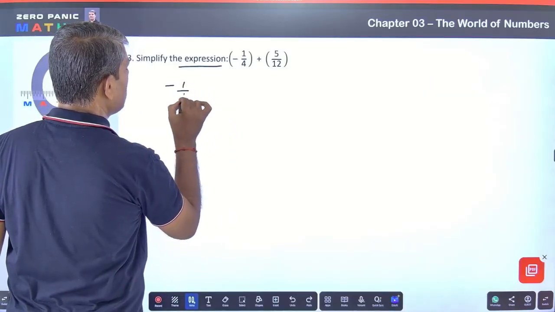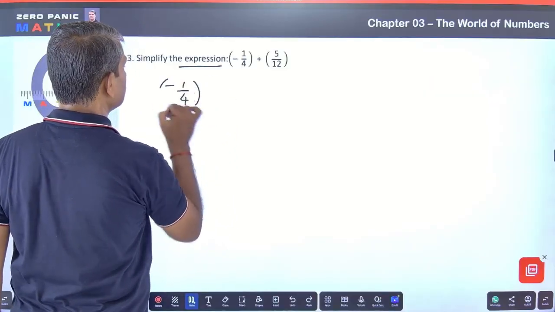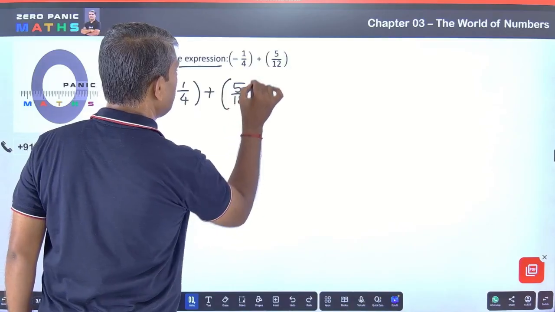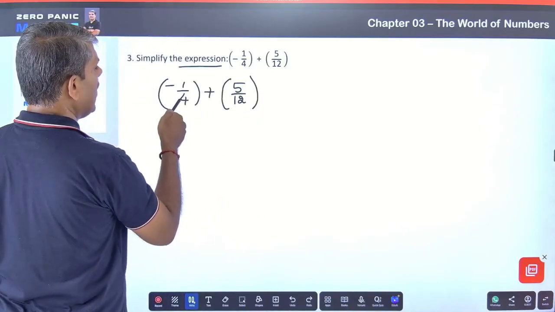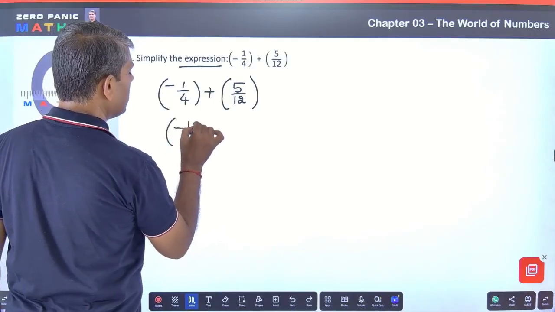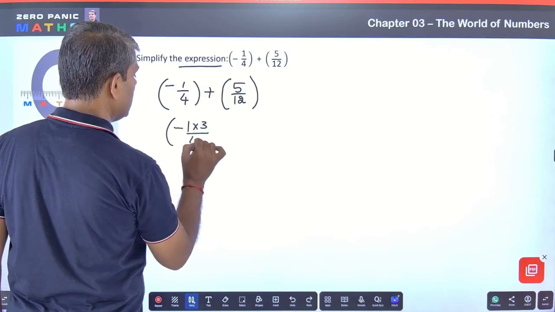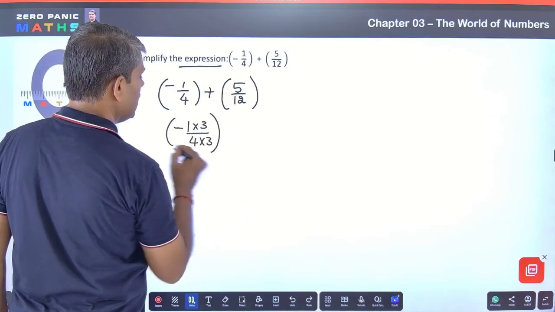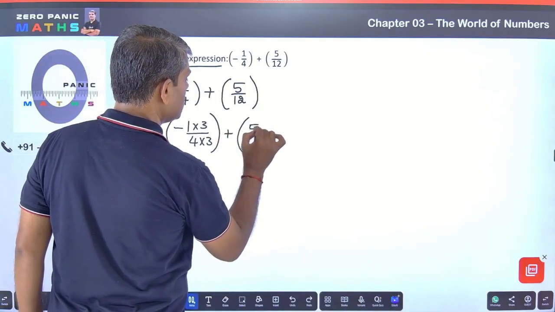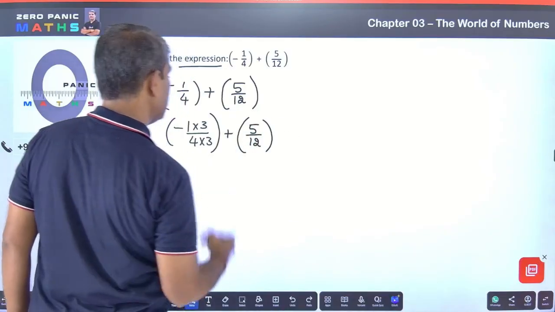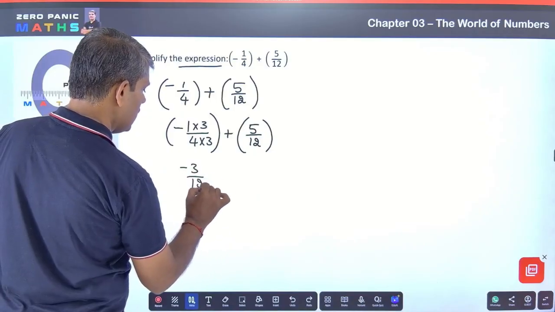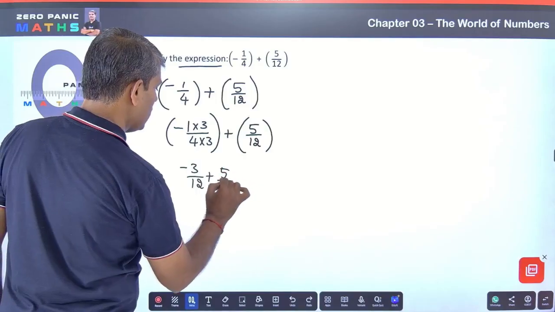So minus 1 by 4 plus 5 by 12. To simplify this, since it is 12, I can convert this also into 12 by multiplying and dividing it by 3, plus 5 by 12. Now I can write this as minus 3 by 12 plus 5 by 12.